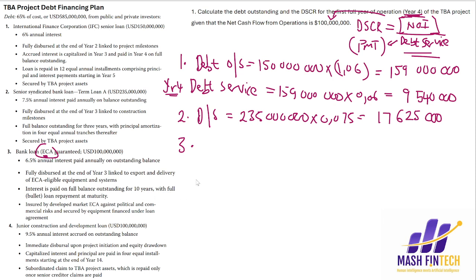All right. So the payment for this loan, it's also quite straightforward. The debt service is just this 100 million, the 100 million multiplied by what? 6.5%. If you multiply these two numbers, you should get 6,500,000.